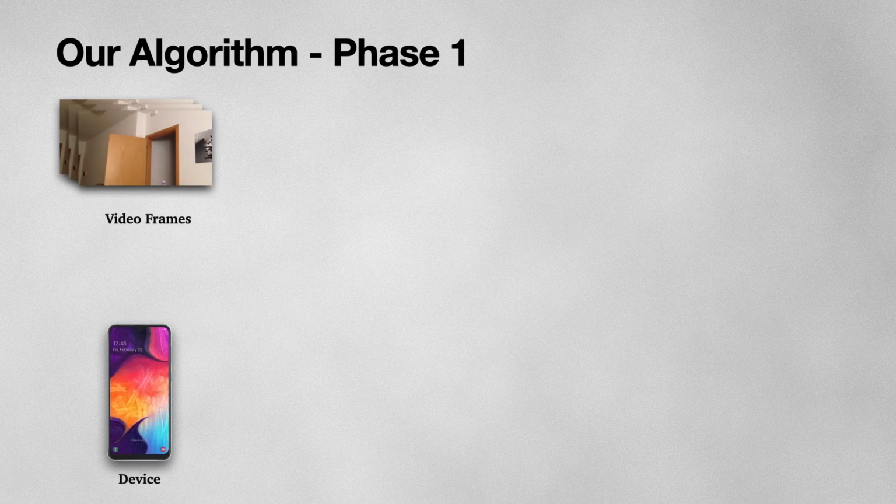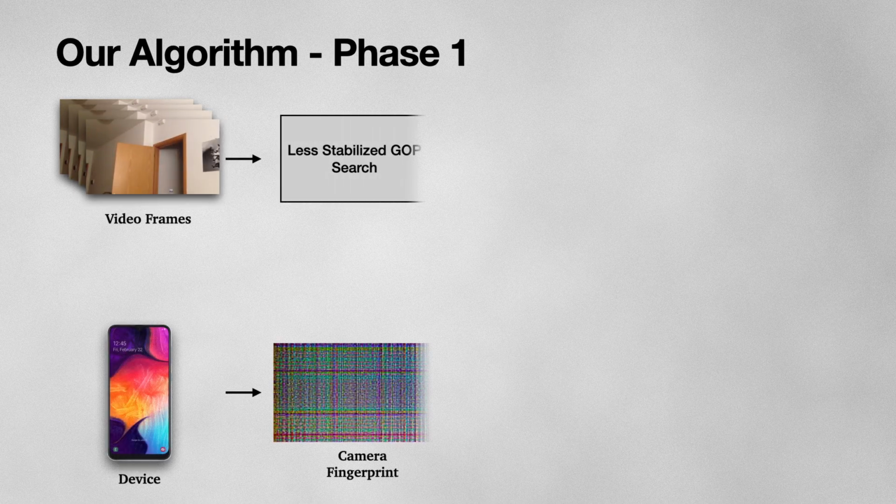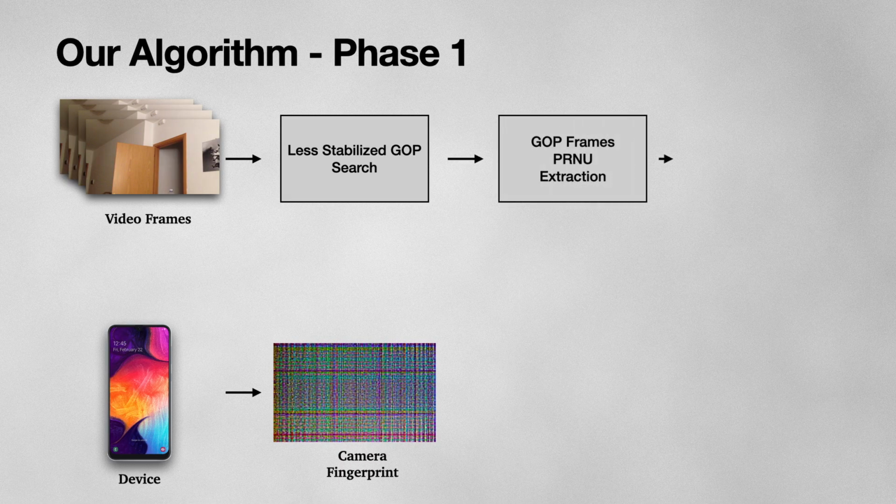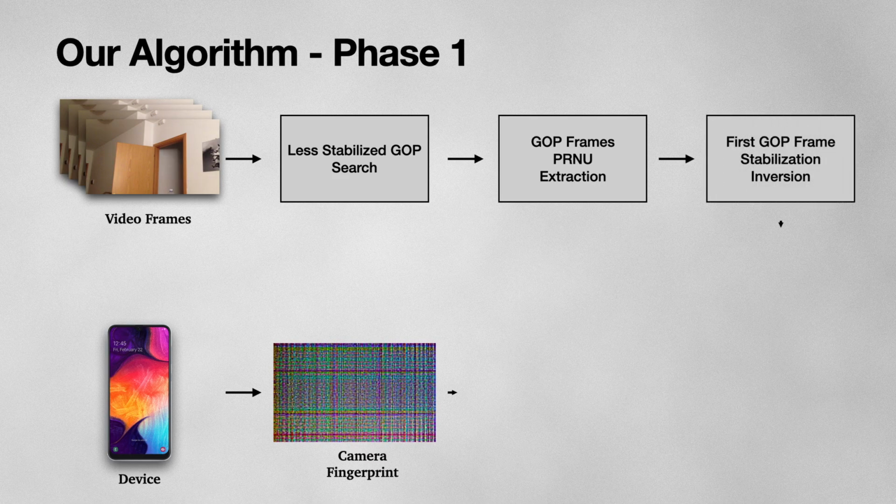in which, given a video and a device, we pre-compute offline a camera fingerprint, or better, a reference ground truth that we use to compare with the PRNU of the video to find a match between the video and the source, and that we compose with 100 flat images taken all from the same device and adapted to the frame size dimension. After that, we estimate the less stabilized group of pictures using SIFT key points, and we invert the stabilization to the first I-frames using a breadth-first search.